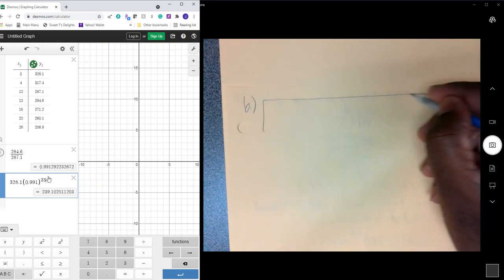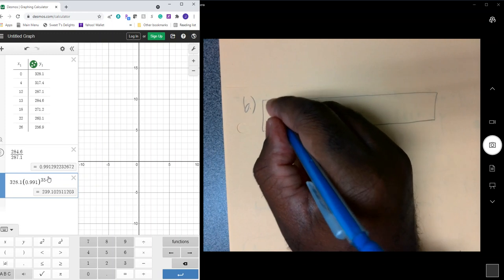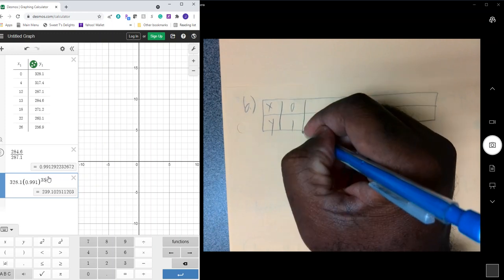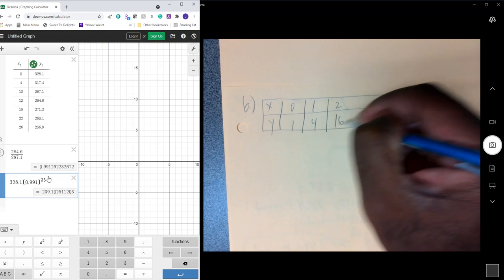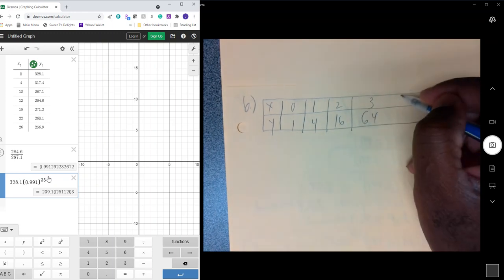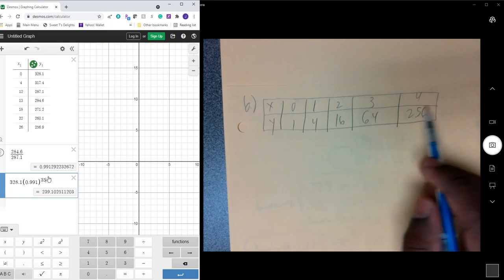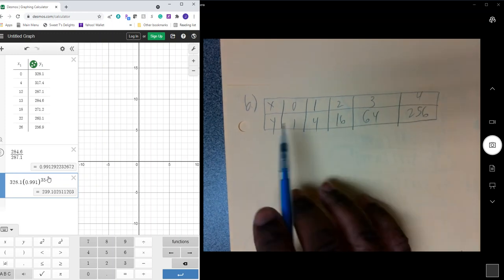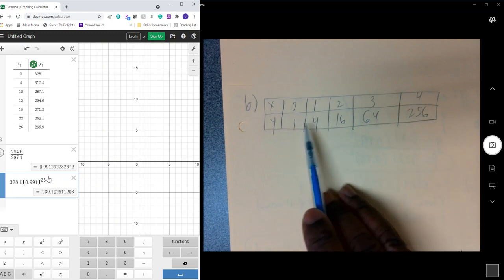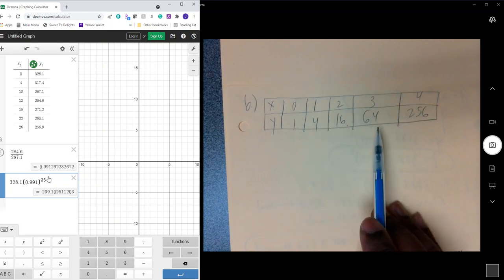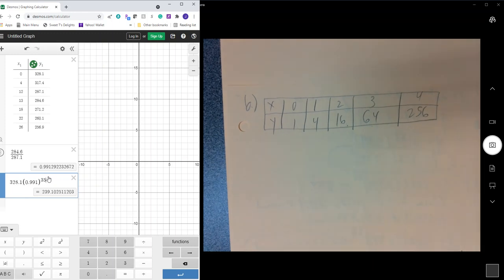So, the next thing. Now we go here to B. Do another quick table. So we have 0, 1, 1, 4, 2, 16, 3, 64, and finally 4, 256. Now again, we look at our x's, it's going up at a constant rate of positive 1. Then we look here at our y's. Again, to go from 1 to 4, we multiply by 4. From 4 to 16, we multiply by 4. And 16 to 64, we multiply by 4. And 64 to 256, we multiply by 4.